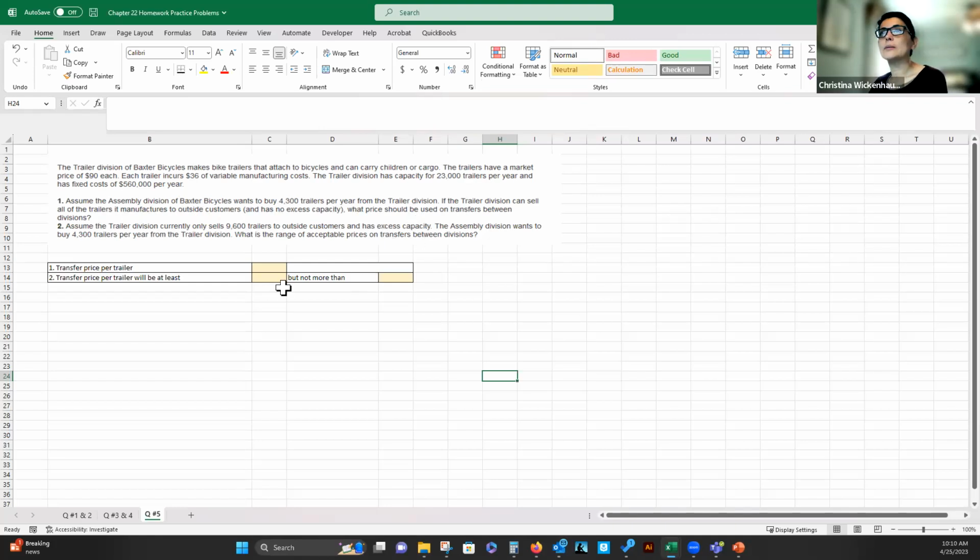So it's market price, right? If they're at capacity, they're going to charge the market price, which is $90 each.